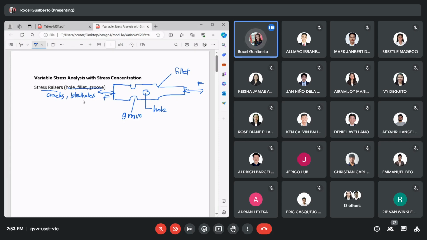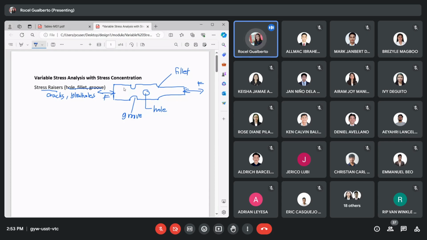So, although these are stress raisers, okay, nagiging weak yung parte ng material na yun doon sa design, but then they are necessary. Hindi pwedeng alisin kasi they serve a function. Kaya ang gagawin natin on our design, pag kinompute natin ang dimension ng member, edi dapat i-account po natin yun. Okay? Kasi hindi natin siya pwedeng alisin. Okay? So, yun po yung principle po nito sa variable stress analysis with the stress concentration.